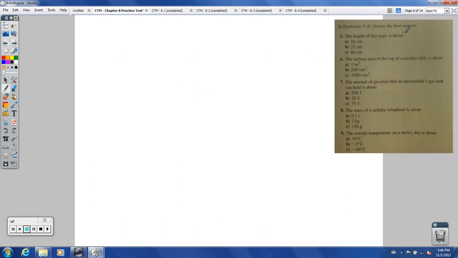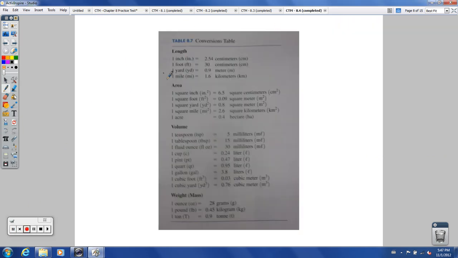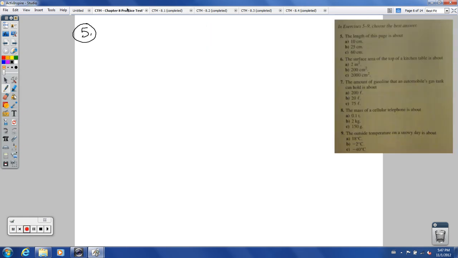Moving on now, 5 through 9, choosing the best answer of these. So number 5, the length of this page. So this was your book. You're thinking of that 10 centimeters, 25 centimeters, 60 centimeters. Let's refer to one of our past lessons. If we go back to 8.4, this table came from 8.4, our metric conversions, going from US customary to metric. 1 inch was about 2.54 centimeters. So I'm going to use that idea to help me complete this one.